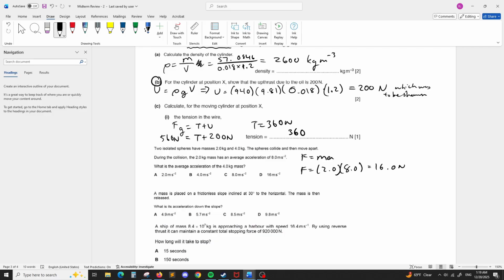So if we look at the 4.0 kg, we get 16 newtons of force equals 4.0 kilograms multiplied by the acceleration. In this case, we're going to simply divide by 4, and then we get that the acceleration is about 4 meters per second squared.